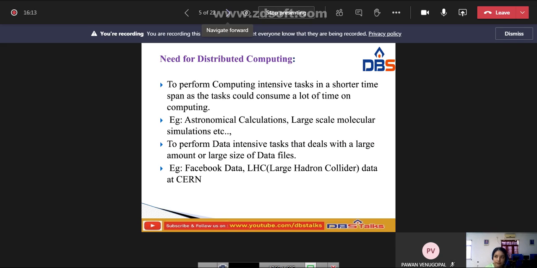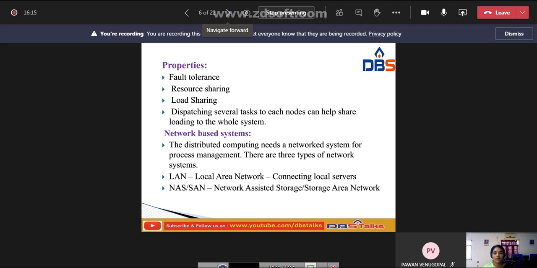So next, coming to the properties of distributed computing. In these properties we have fault tolerance, resource sharing, load sharing, and dispatching several tasks to each node, which can help share the load across the whole system. So what does fault tolerance mean? If you have any problem in the communication, any faults or errors, the system has the capacity to tolerate those problems.